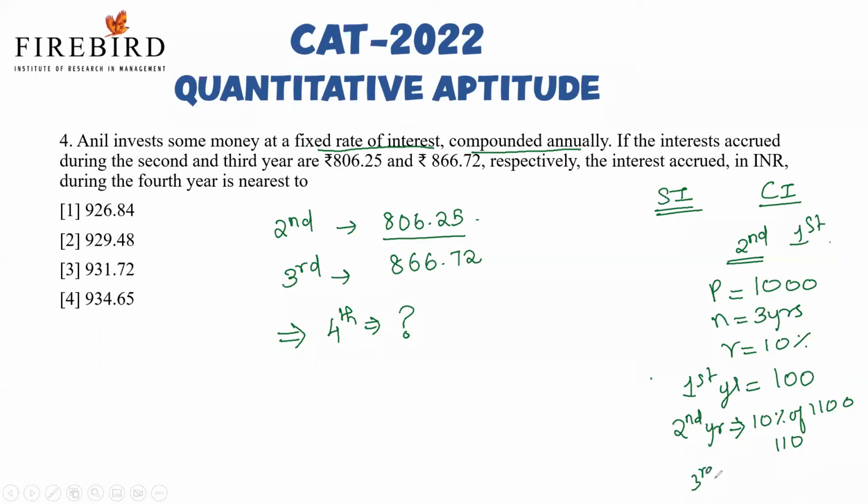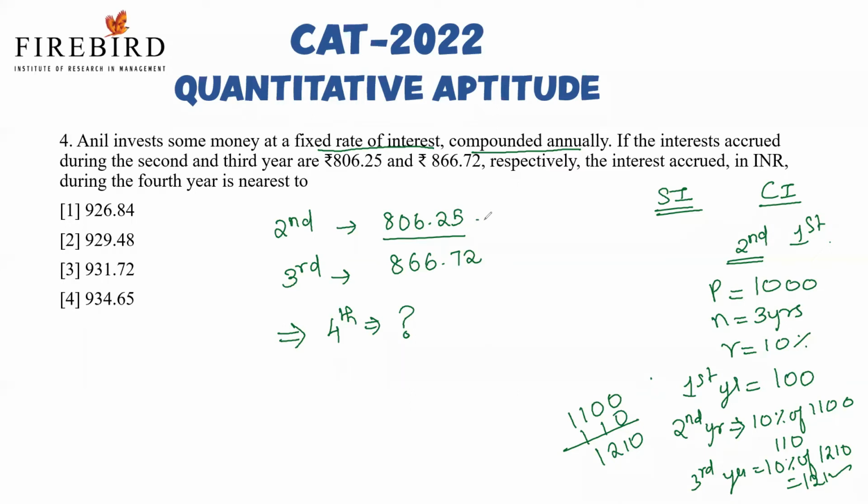So what is 10 percentage of 1100? 110. At the end of the second year I need to repay 1100 plus 110, that is 1210. At the end of the third year you have to pay 10 percentage of 1210, which is nothing but 121. Okay, so you will be calculating interest on the previous year's interest also. Every year you'll be calculating the interest percentage on the accumulated amount. That is the basic concept for compound interest.